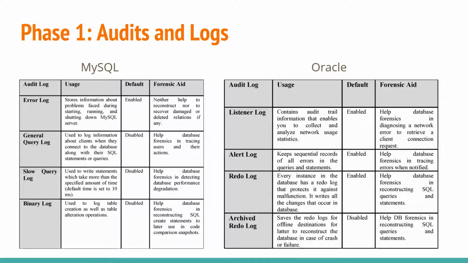Two major concerns of databases are storage space and time consumption. A balance needs to be struck when choosing how many logs are enabled on a database for the sake of forensics and for the performance of the system. In this slide are two examples of default log settings for a MySQL and Oracle database. The charts describe the intended usage of the logs and what the possible forensic aid would be if they were enabled.